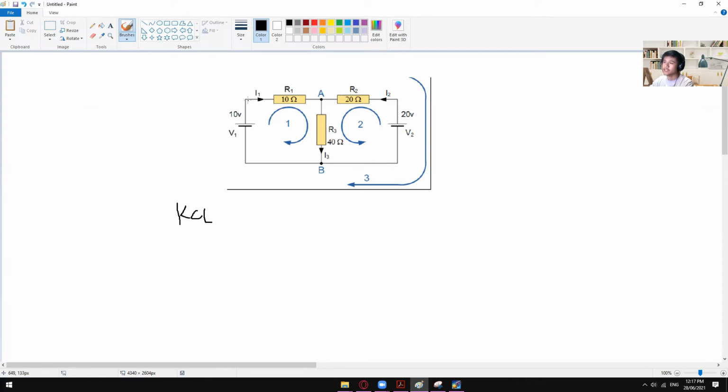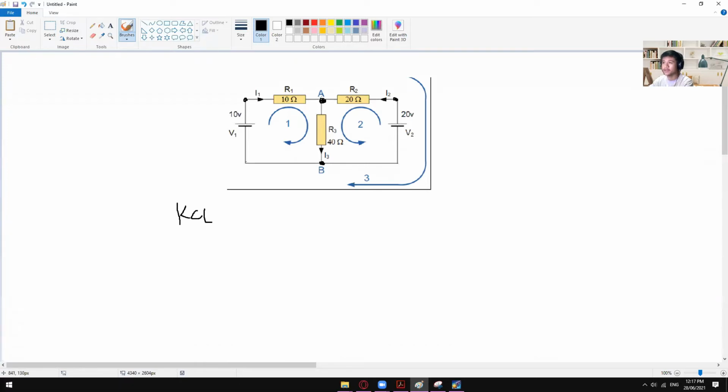So you can actually have a KCL on this node, or you can have a KCL on this node. But mostly, we always deal with the KCL on the super node. This is a node, this is a node, this is also a node, and then this is also a node. But when you say super node, that node is the main node that every current will flow into. So you can actually consider this one as a super node also, but we'll just deal with one, because either of those two, it's still the same. So let's just deal with one super node.